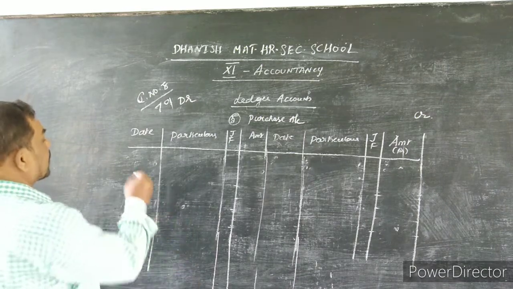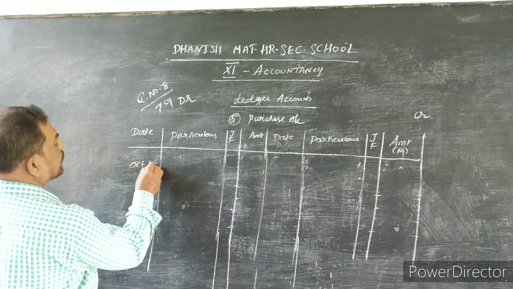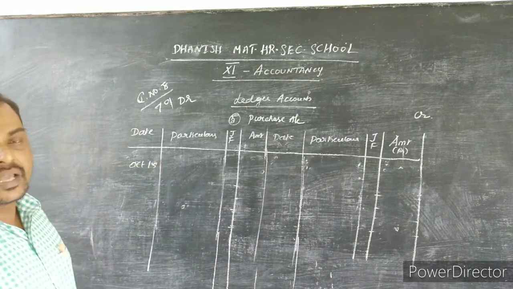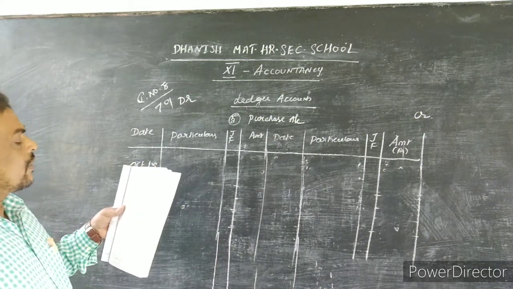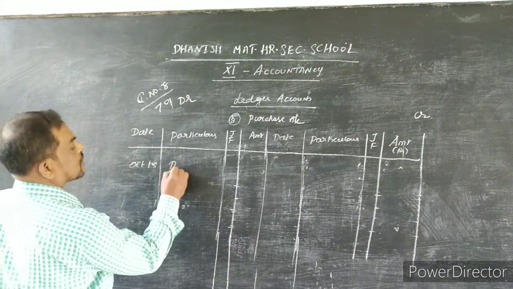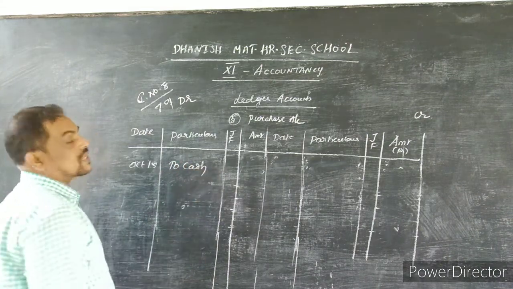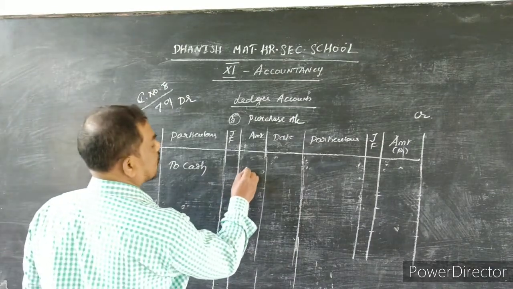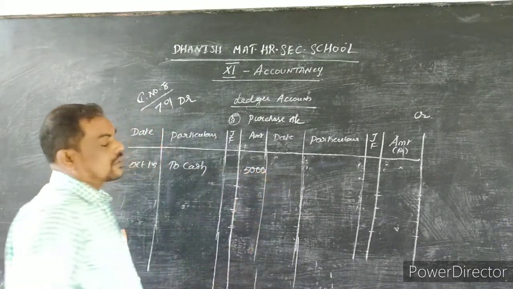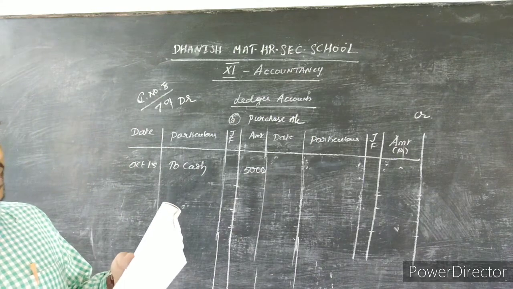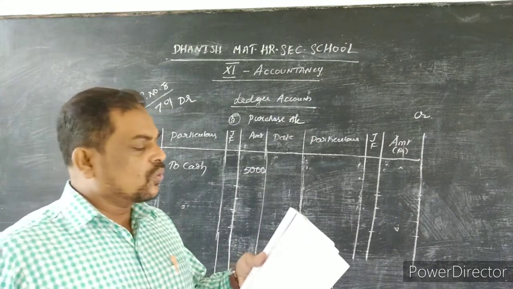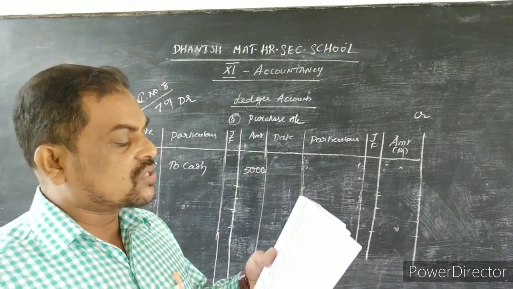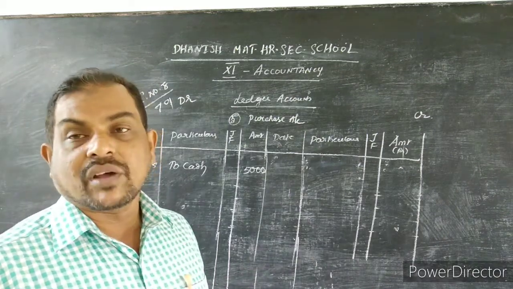What is the date? 15. So October 15, purchase account debit is on the debit side. What is the credit entry? To cash. What is the amount? Rupees 5,000. Any other purchases available in this sum? Yes. On the 22nd, goods worth rupees 500 were taken for personal use. What is the journal entry for that?